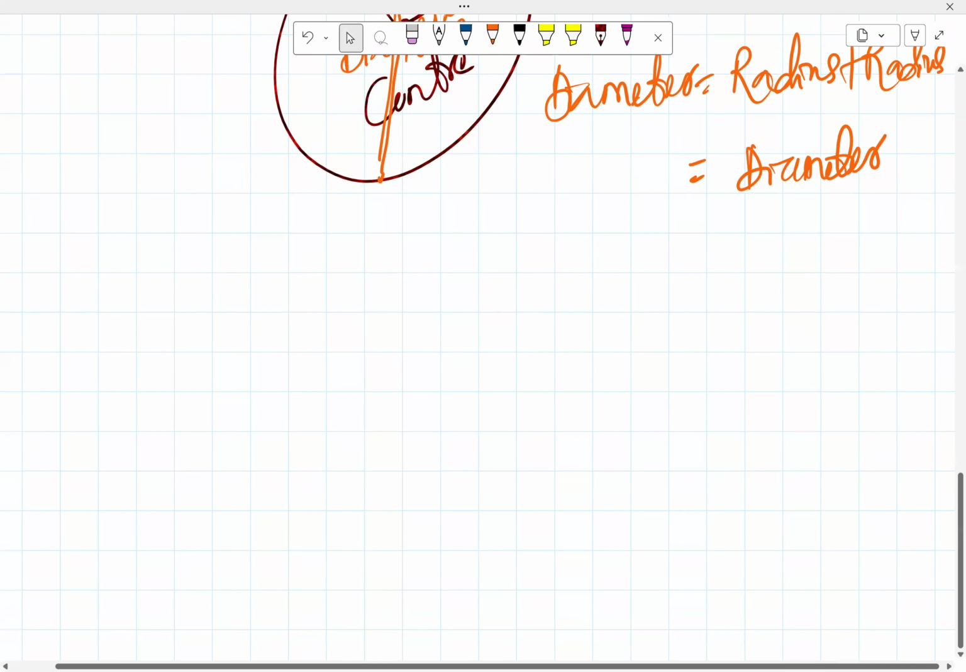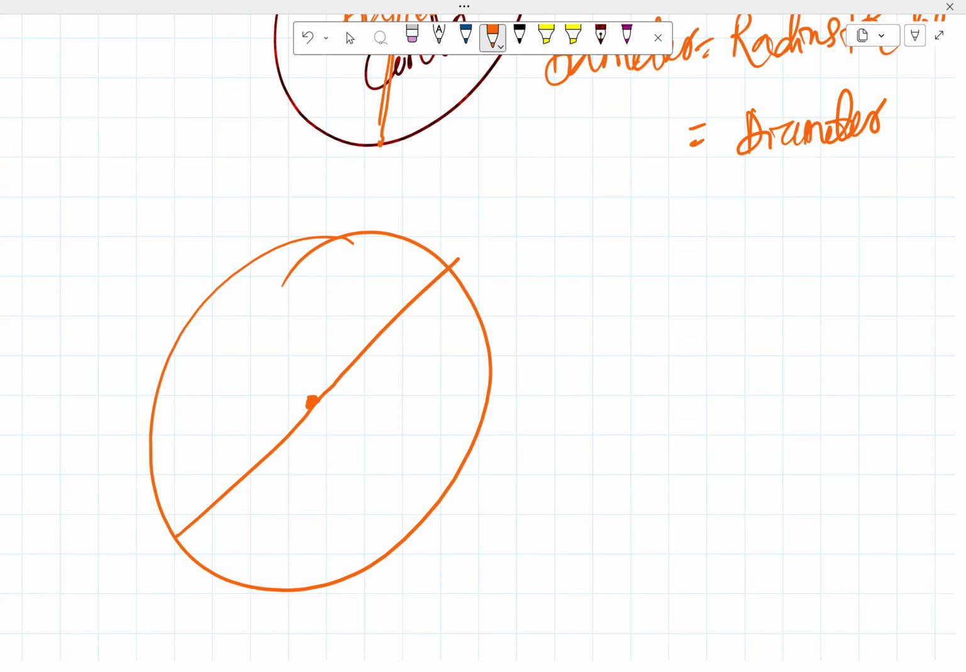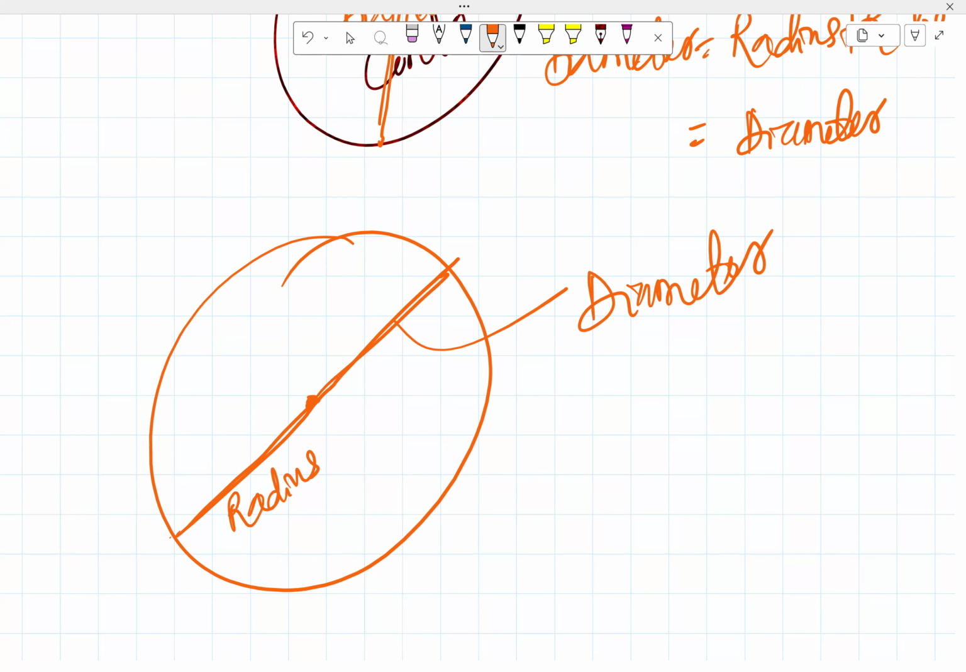To make things clear, you have a circle, this is the center, and a line passing through the center joins one part of the circle to another part. That's called the diameter. From here to here you have a radius, and from here to here another radius. That's why a diameter is two times the radius.